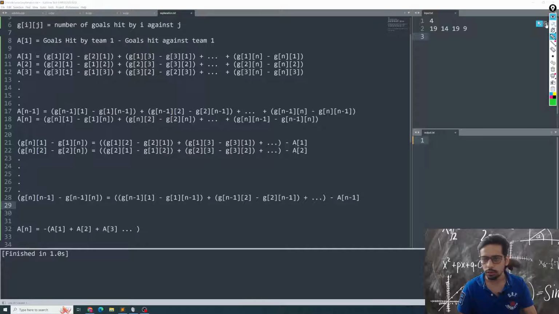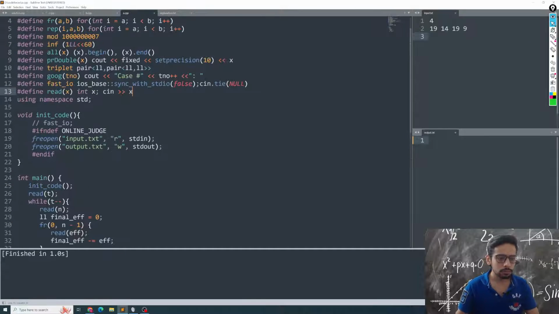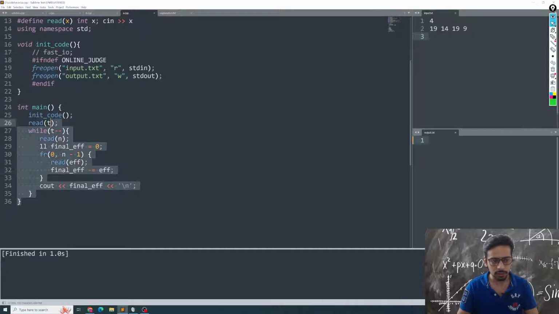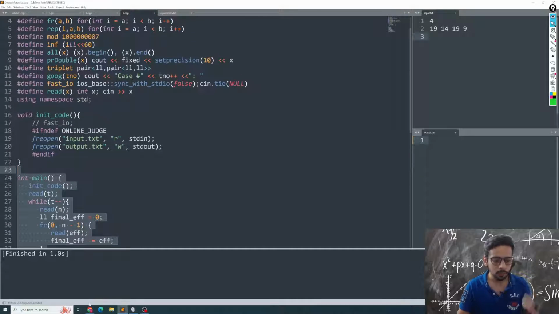Now I'll show you the code for the same. If you look at it, I just input the efficiency of each team, keep summing them up negatively, and that's going to be my final answer of the nth team's efficiency. That's all. We'll move to problem B now.